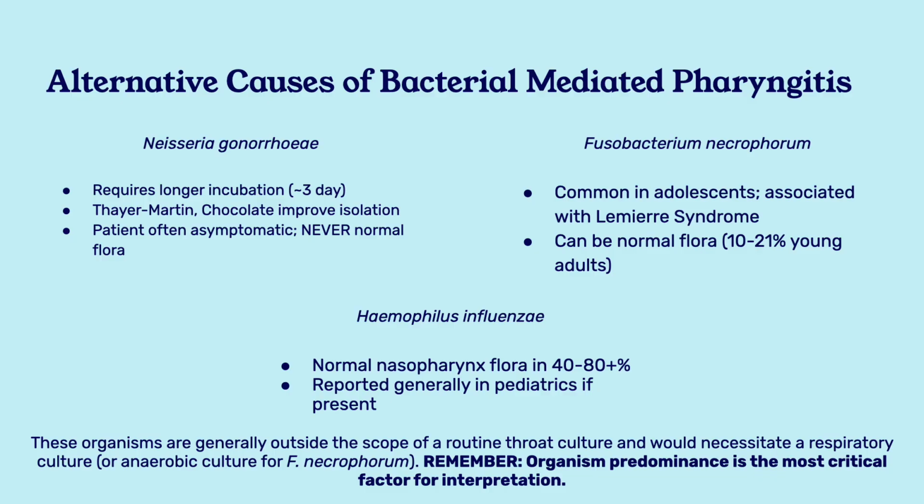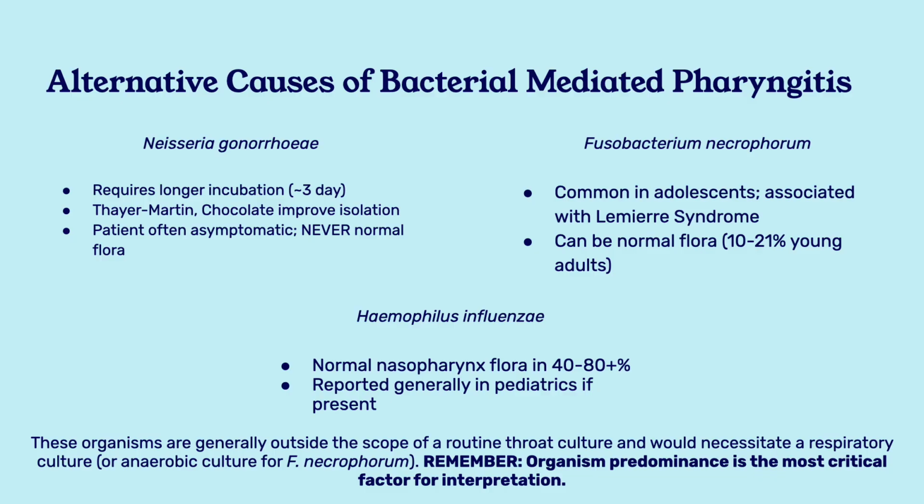Next, let's talk about Fusobacterium necrophorum. This is especially important in adolescents and in young adults, and it's associated with Lemierre's syndrome, a serious complication involving septic thrombophlebitis of the internal jugular vein. Unlike gonorrhea, this organism can be part of normal flora in some young adults, which makes interpretation trickier. Also remember that recovery usually requires anaerobic culture, so it is outside of the regular workflow for a throat culture.